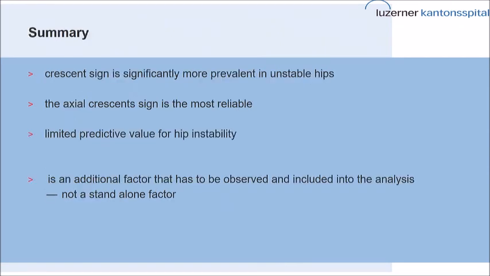So in summary, the crescent sign is significantly more prevalent in unstable hips. The axial crescent sign is the most reliable, but it still has limited predictive value. And it's not a standalone factor; it's an additional factor that has to be taken into consideration when you analyze one of those complex hips.